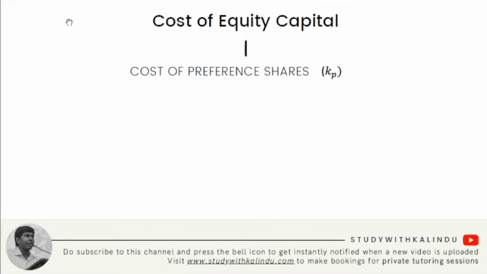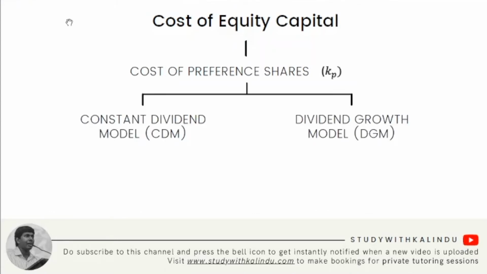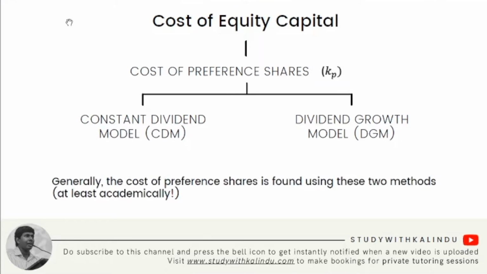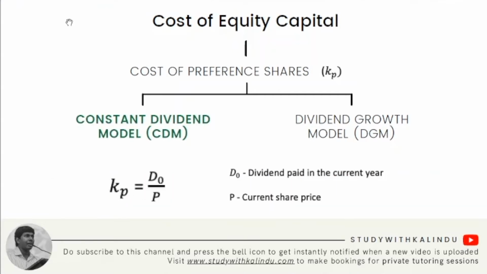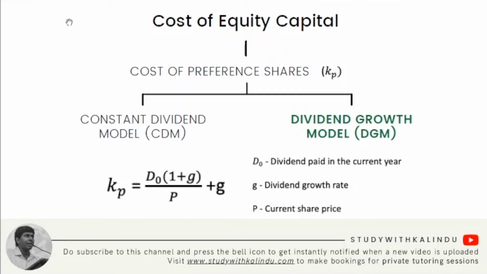Now, cost of preference shares, once again, it's very simple. You use either the constant dividend model or the dividend growth model. Generally, the cost of preference shares is found using these two methods, at least in theory. In theoretical or academic calculations, we do not go into much detail in calculating the cost of preference shares. We simply use mostly the constant dividend model, sometimes the dividend growth model. Again, KP is the cost of preference shares. You have the formula here, you have already seen this. The growth model is, once again, the same as for the cost of ordinary shares.